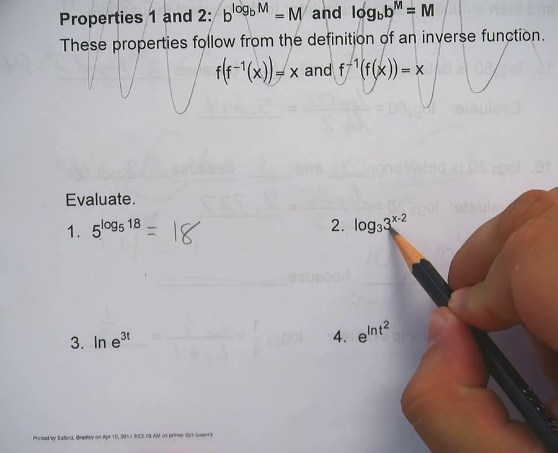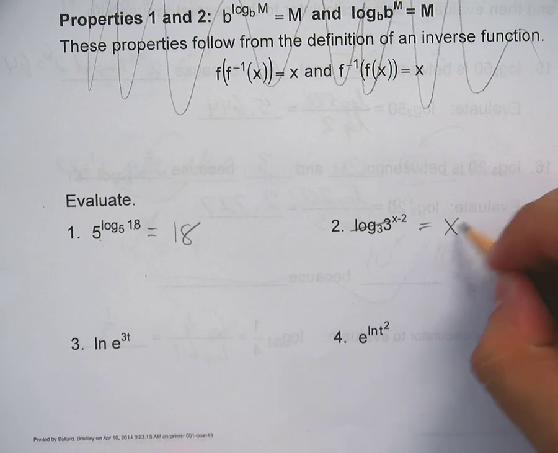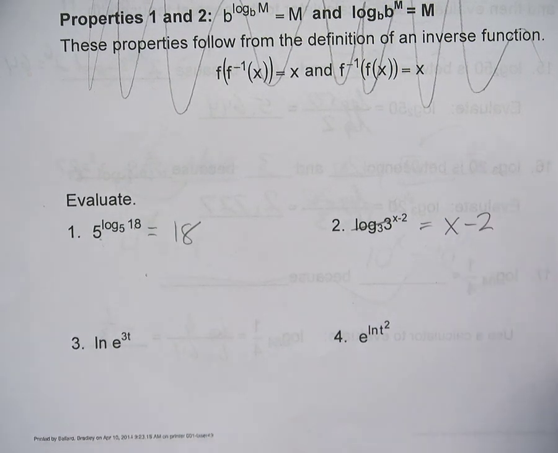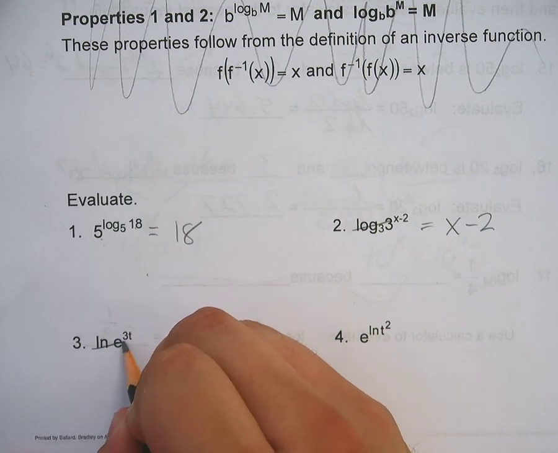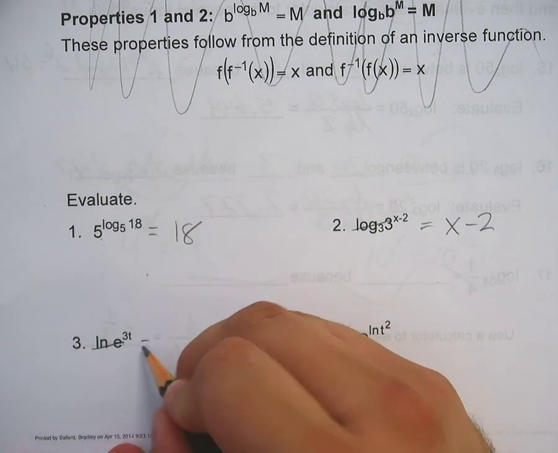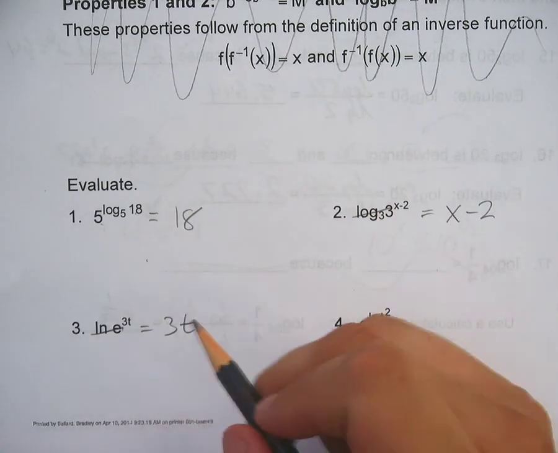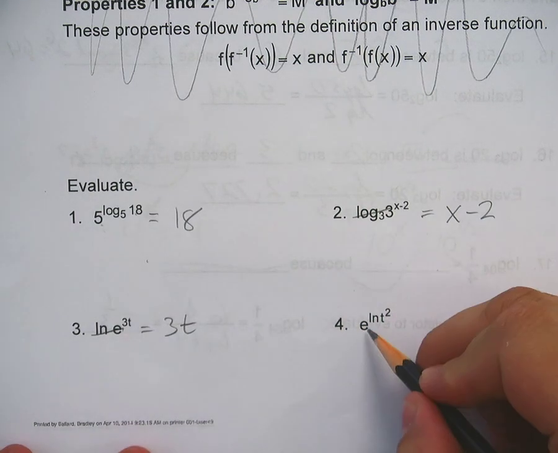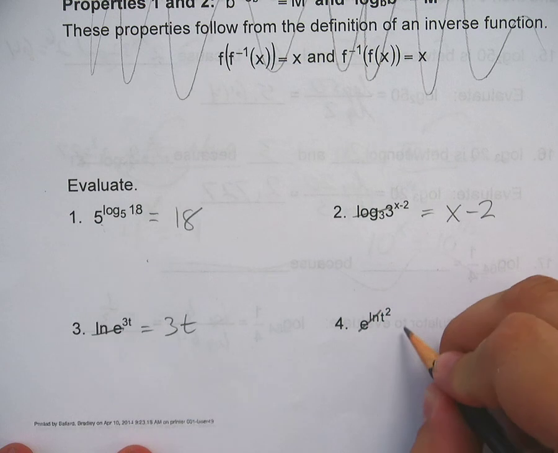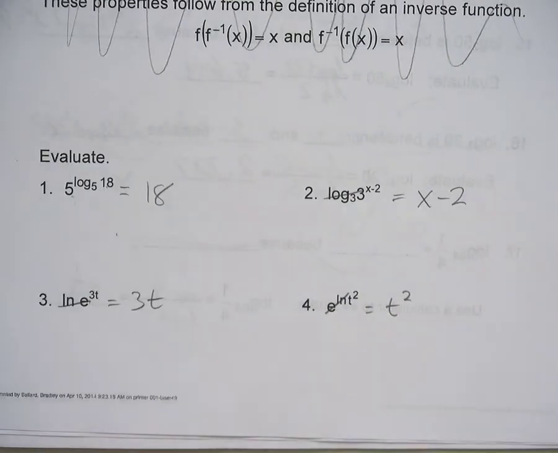Log base 3 of 3 to the x minus 2 automatically tells me it's just going to be the exponent, which is x minus 2. The natural log of e, you've known for a couple of days now that the natural log and the e cancel out. That's just going to be 3t, whatever the exponent is. And that's the same thing as saying log base e of e to the 3t. And e to the natural log go away. And that's just t squared. So really easy to go through and simplify and evaluate.